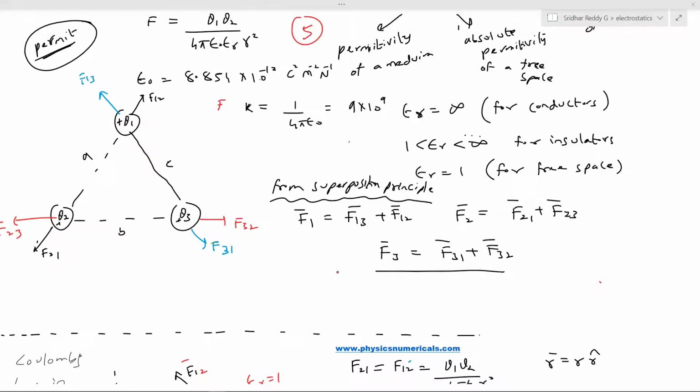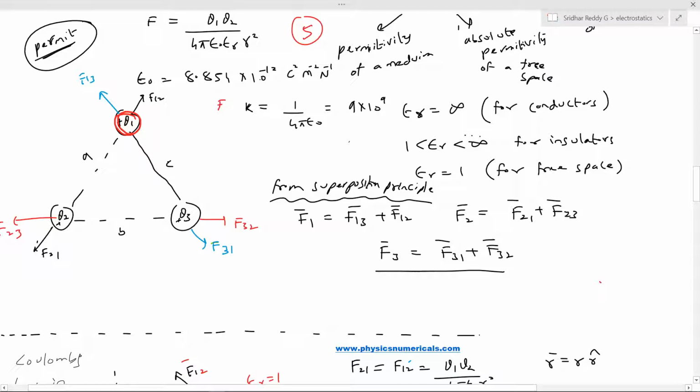Okay, these are the 3 point charges. Since they are all like charges, the force is repulsive, which is what I'm showing. Now I want to calculate the total electrostatic force acting on this point charge 1.